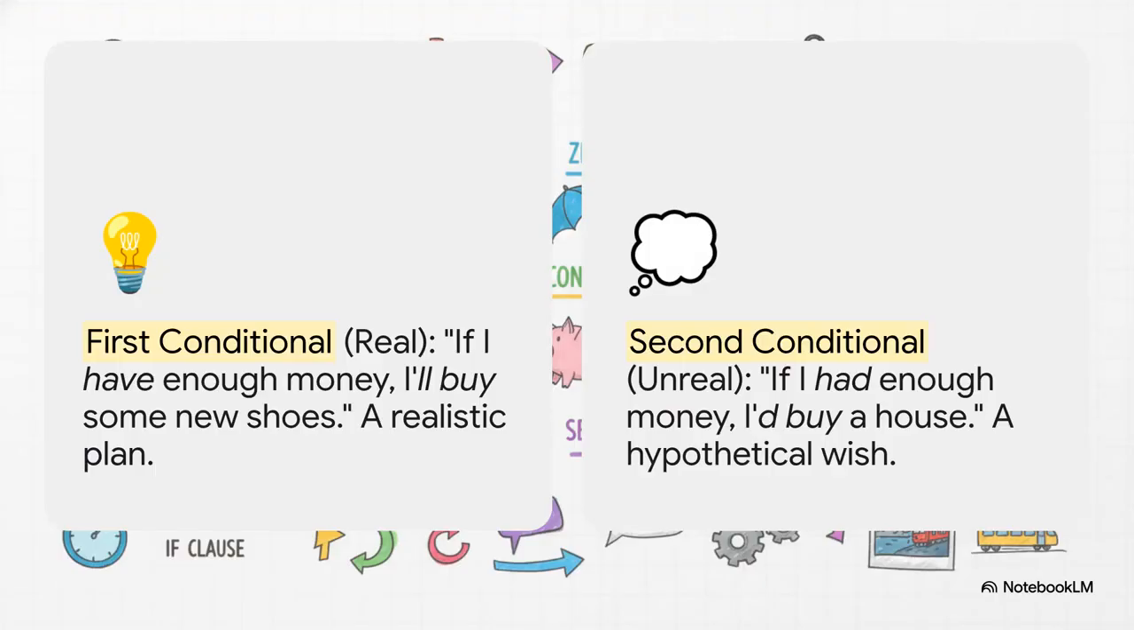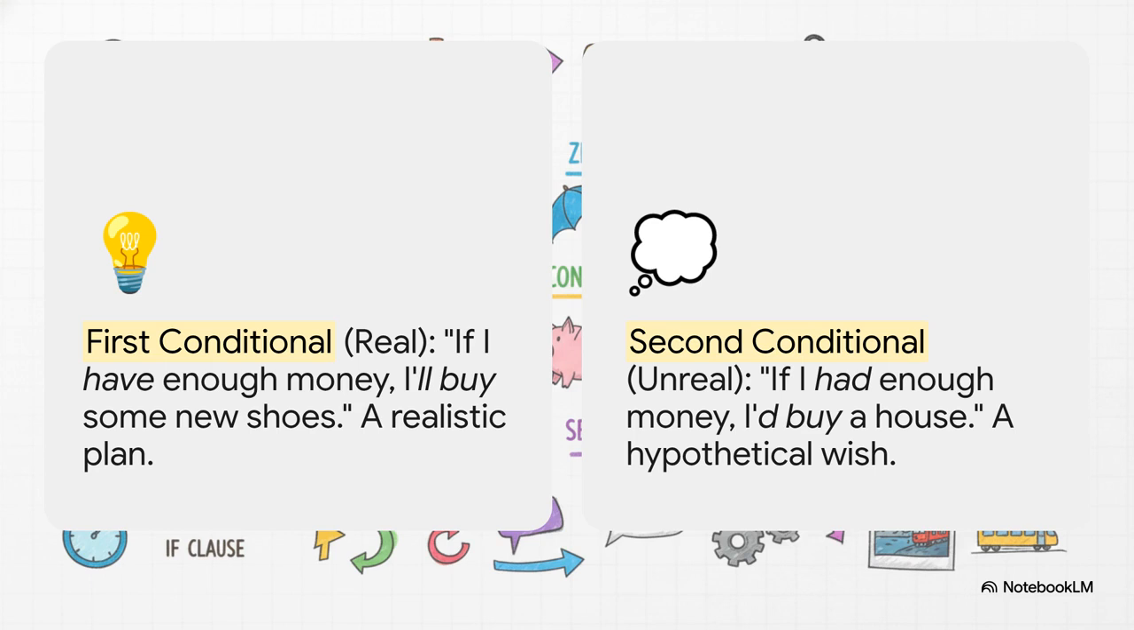And here it is. This is the magic of conditionals on one slide. Just look at how a single change in verb tense completely transforms the meaning. If I have enough money, that's a realistic plan. You might actually go and buy those shoes later today. But if you just shift have to had, if I had enough money, suddenly we've gone from a plan to a daydream.